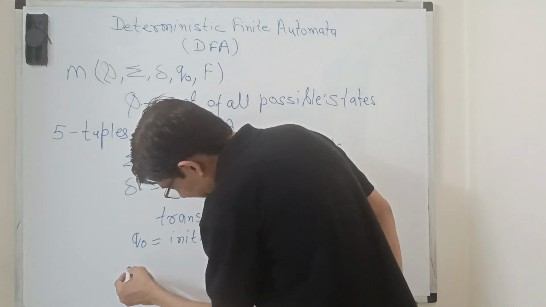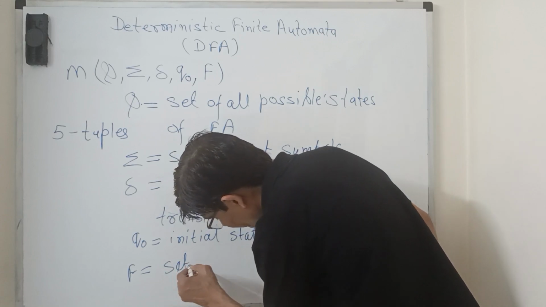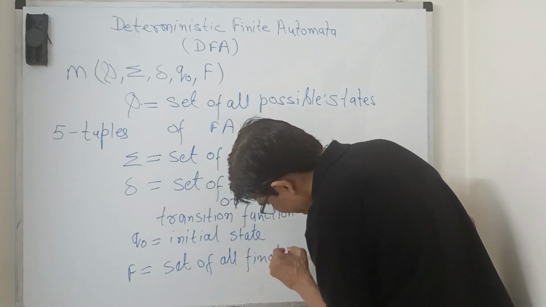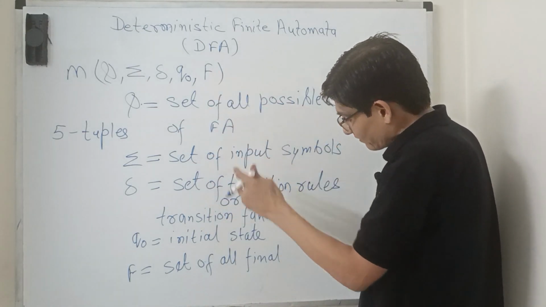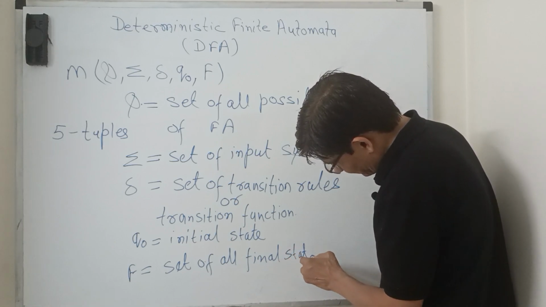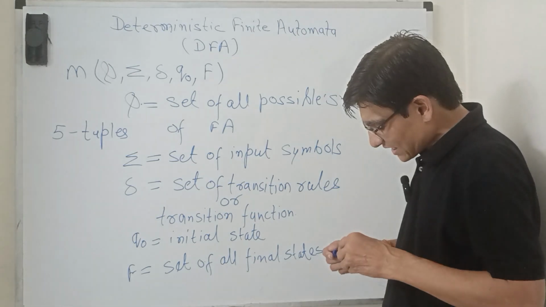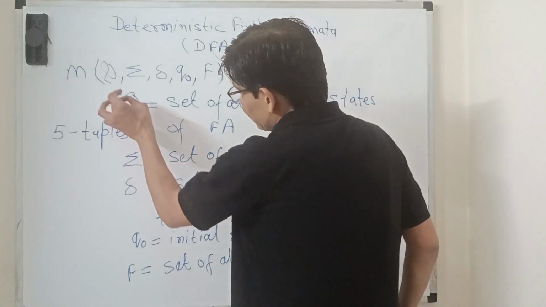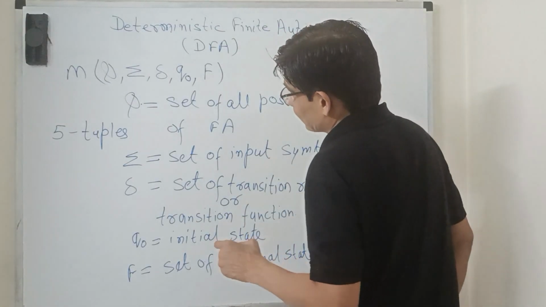Now the next component is F. Again, this is one more set. F is the set of all final states. As we discussed in the previous lecture, there may be one or more final states in a single machine, so that will be a set of states. So these are the 5 different components of DFA, and we represent them with some particular names. These are the standard names that we use to represent DFA.